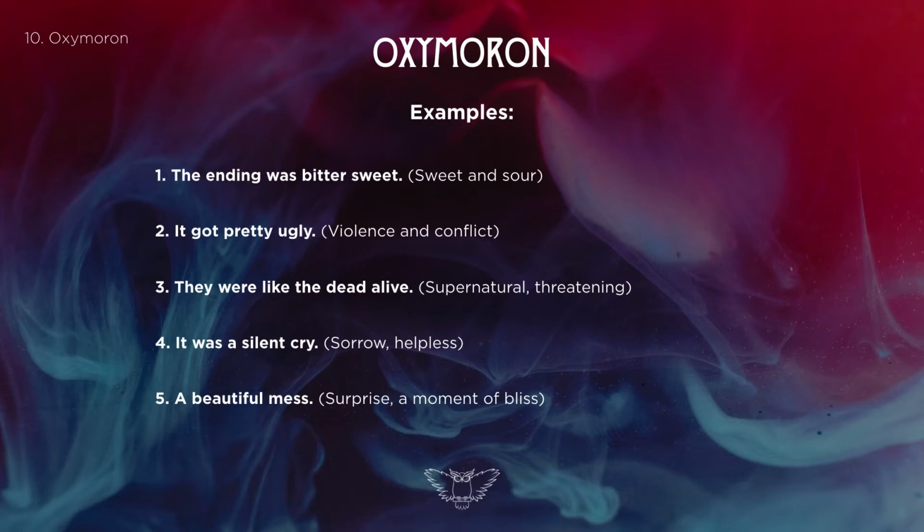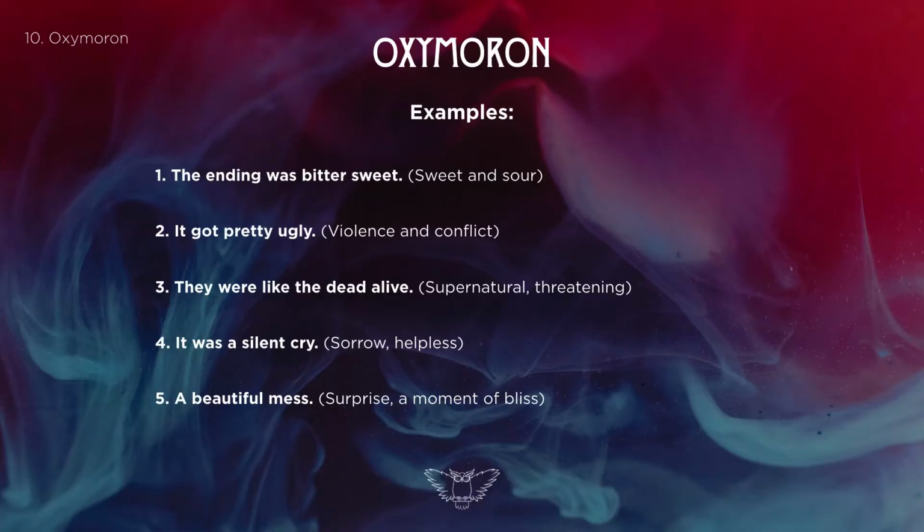So for the first one, the ending was bittersweet. It really encapsulates the idea of sweet and sour. We often think of transitions of our lives or endings as bittersweet, and we're going to unpack this quote further in the next slide, so we'll move on for now. Number 2, obviously, the word pretty is used to describe something as aesthetically pleasing or beautiful, whereas ugly is the opposite of that. It's something that's kind of repulsive. For me, this phrase captures the violence and conflict of a situation.